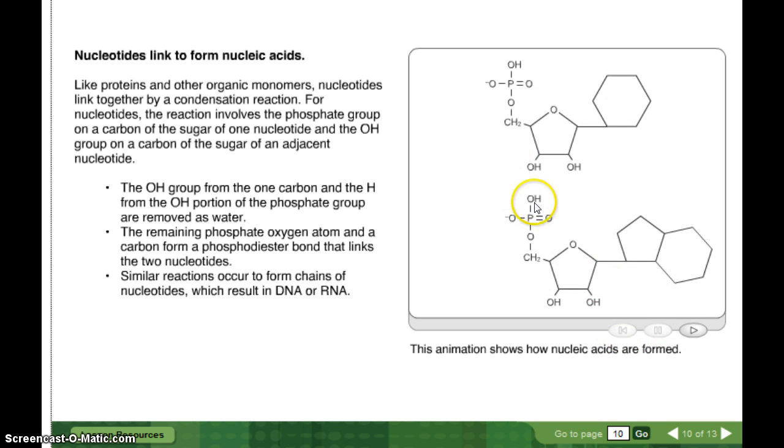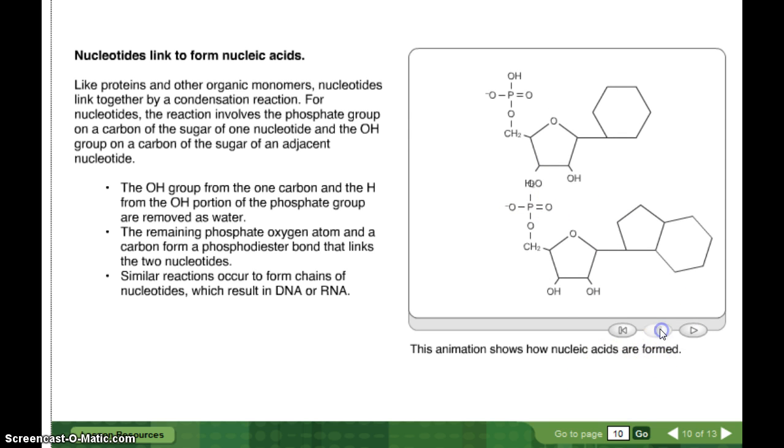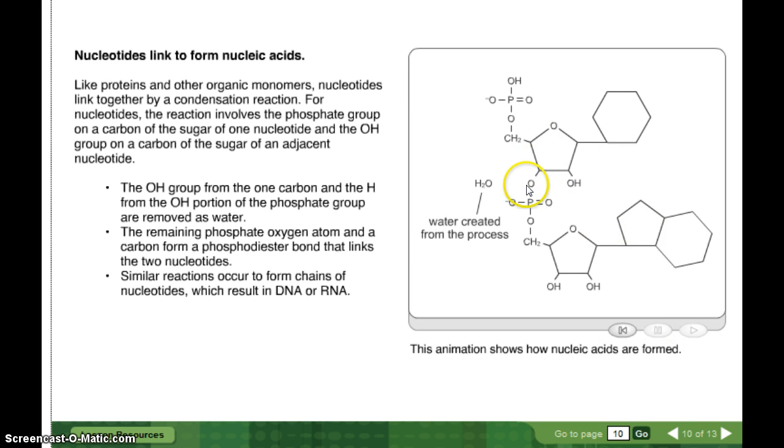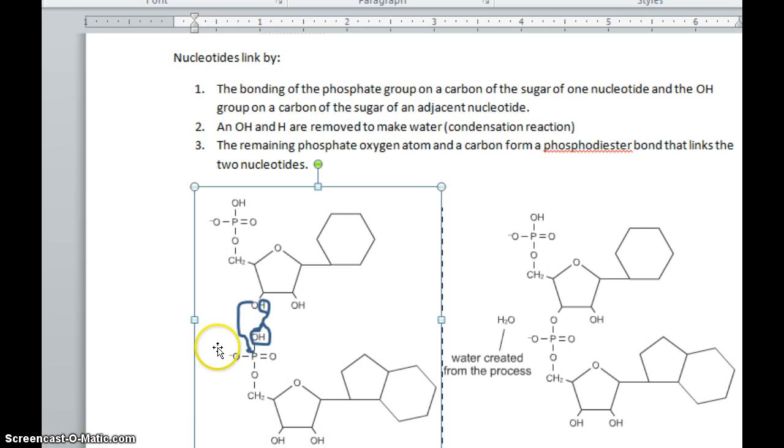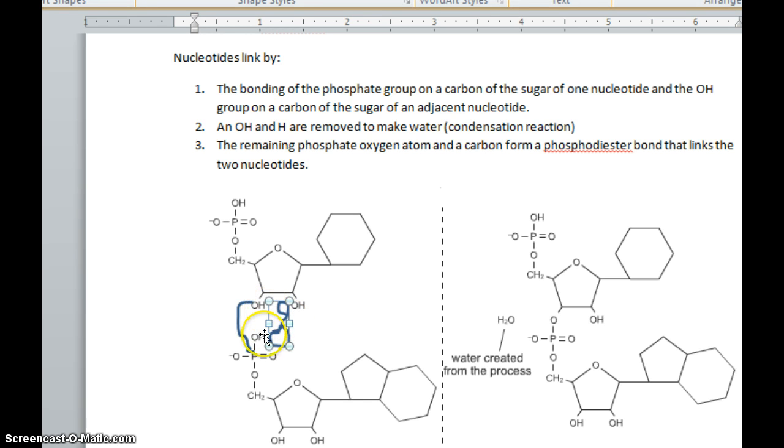All right, so we have the OH here, and it comes over there, and that's when you get the water, and then it simply connects here, right here, where they are bonded together. That is your phosphodiester bond. All right, so basically this oxygen and this phosphorus are what's going to come together here. That's this oxygen and this phosphorus. And then these two, you can see that this is an H and an OH.